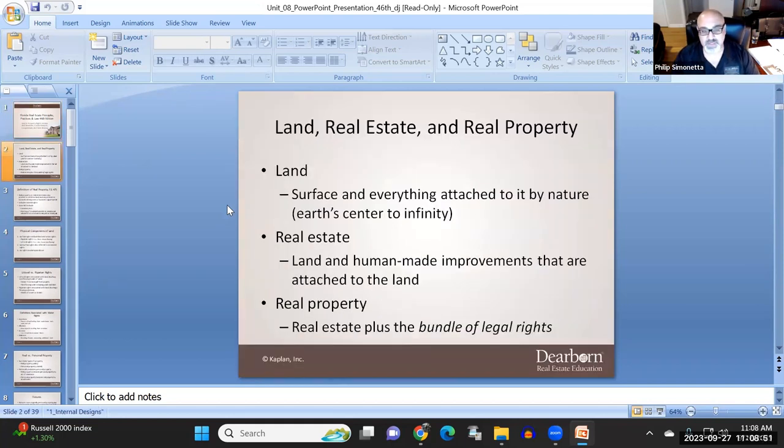Okay, so the first thing we need to do is define land, real estate, and real property. What is that, right? So land is the surface and everything attached to it by nature. And it contains the earth, it goes to the earth's center to infinity. Like it's that area down, right? That's the land. Real estate is land and any human-made improvements that are attached to the land. So that would be a garage, a house, a shed, a concrete driveway, like anything that you improve or anything that you add to it would be real estate. And then real property would be the real estate plus the bundle of legal rights. And I'm going to explain to you what that is in a minute.